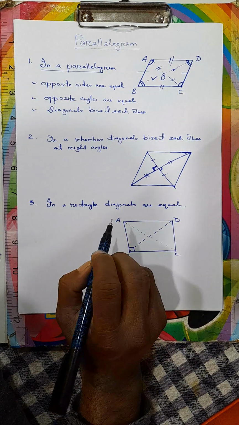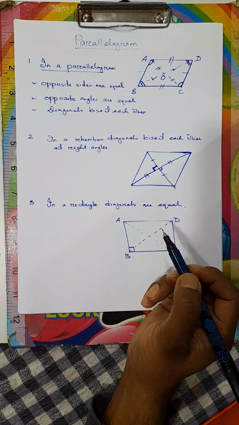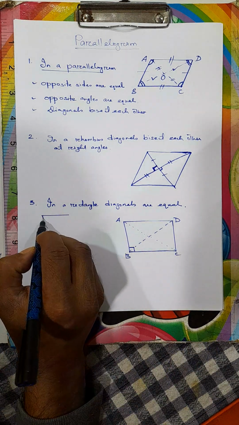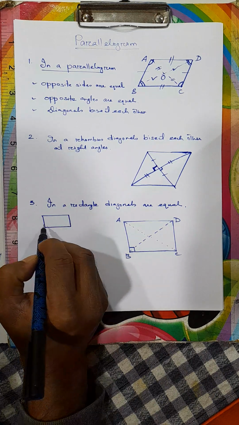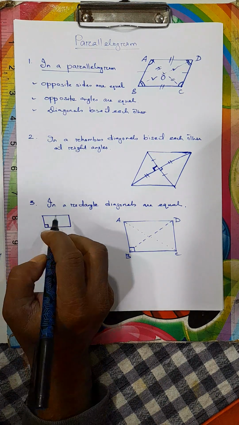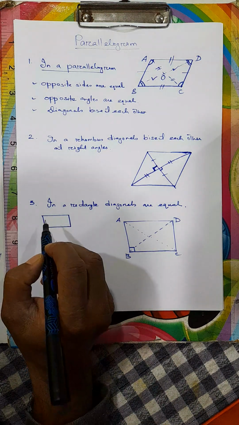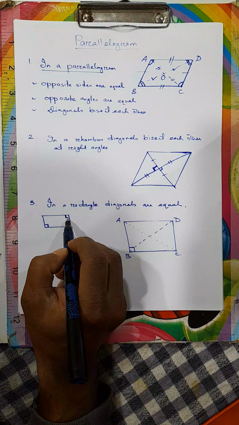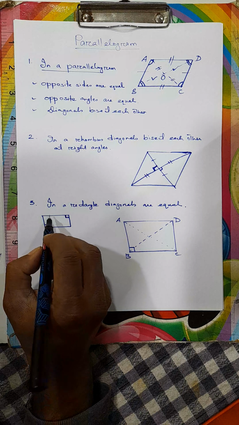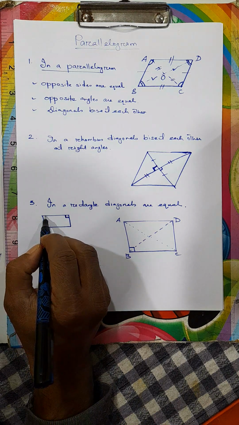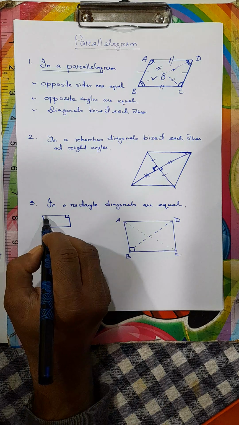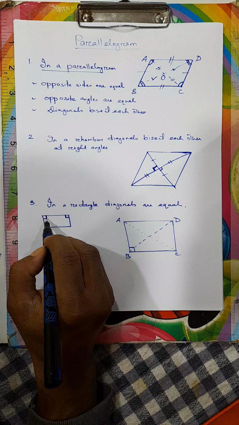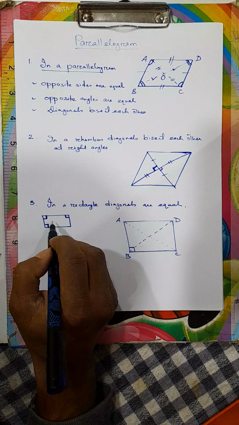Then we find that in a rectangle, diagonals are equal. A rectangle is a parallelogram in which one angle is a right angle, right? It's a parallelogram in which one angle is a right angle. One angle right angle means all angles are right angles, because in a parallelogram opposite angles are equal. So these two angles are 90 degrees. Again, in a parallelogram, a linear pair, adjacent angles are 180 degrees, right?